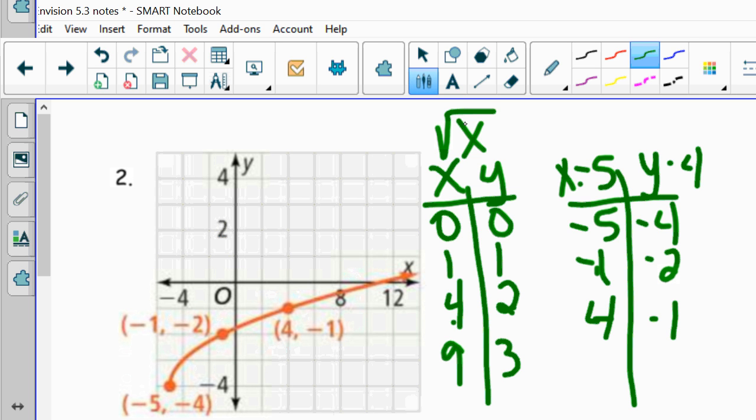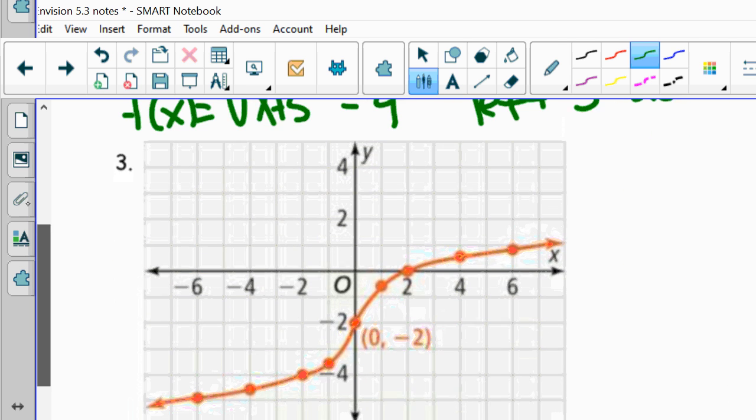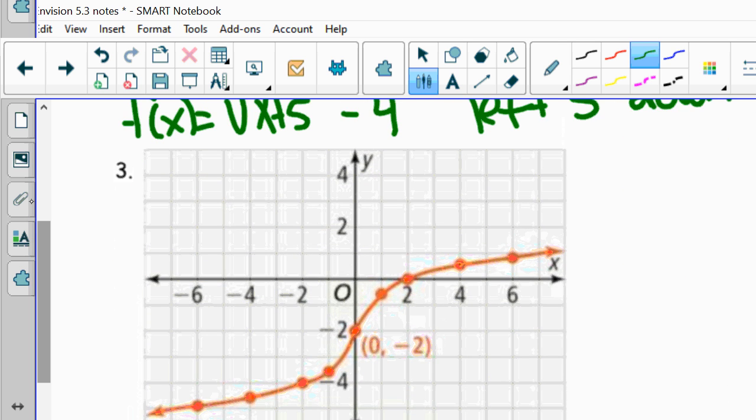So this equation, I could say f of x is equal to the square root of x plus 5, remember, because it comes out opposite, all of that minus 4. So I went left 5, down 4. There were no stretches or compressions. Okay, let's look at number 3.